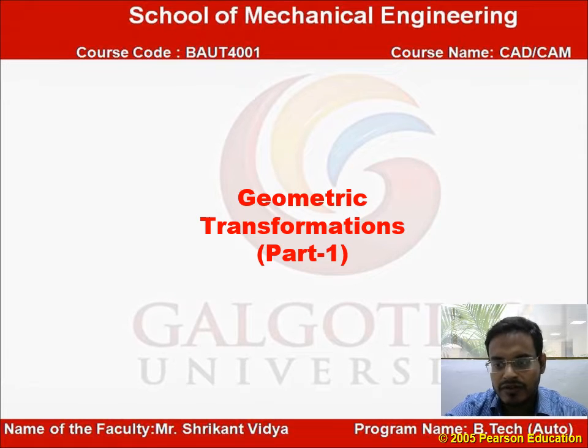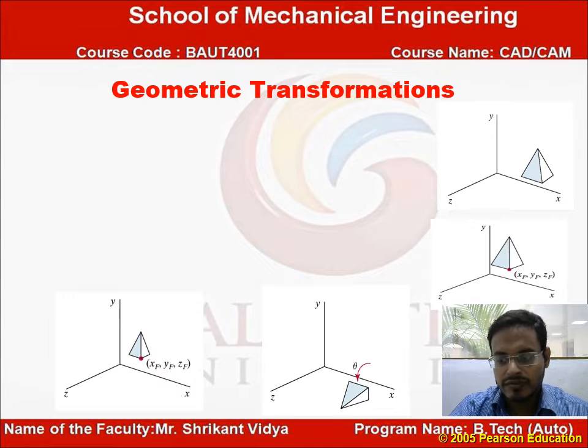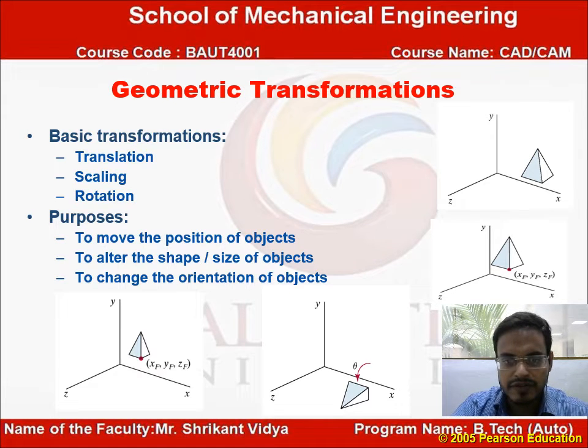So what is transformation? Transformation is the change of any entity with respect to dimension, with respect to coordinate, with respect to a scale. So what is geometric transformation? The basic transformations are scaling, translation, and rotation. The purpose of transformation is to move the position of the objects, to alter the shape of the objects, and to change the orientation of the objects.